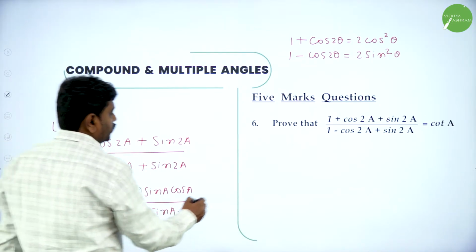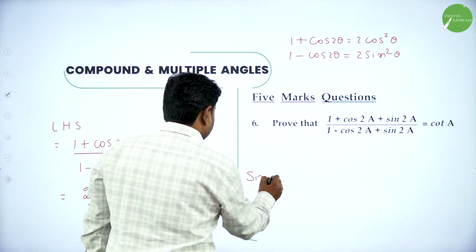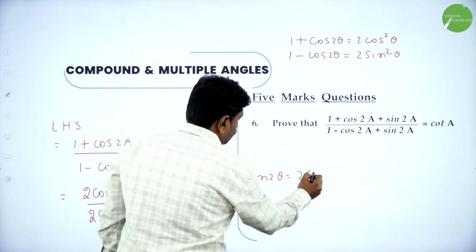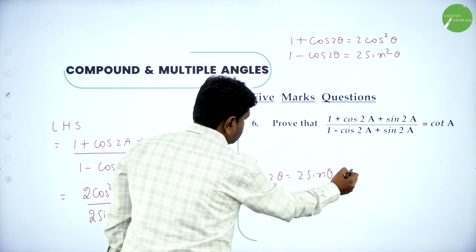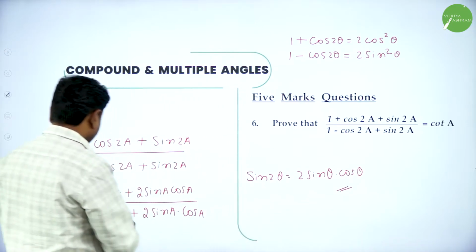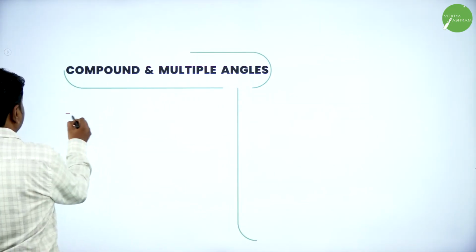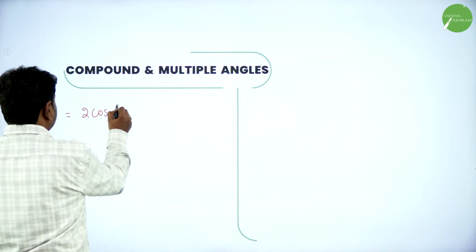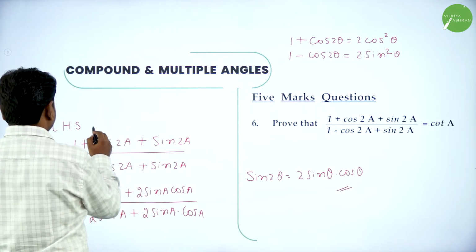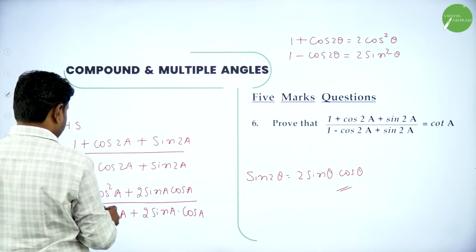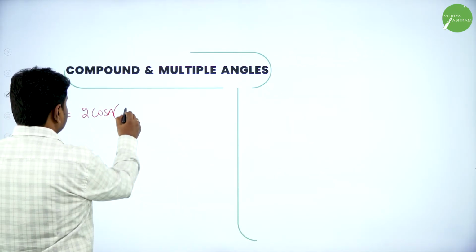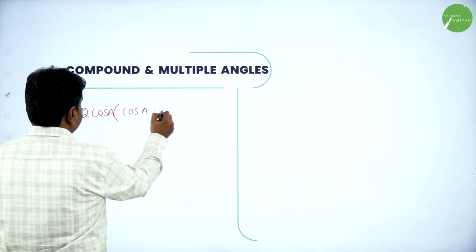So I am using the sin 2 theta formula. What is sin 2 theta? All of you know sin 2 theta can be written as 2 sin theta into cos theta. This is the formula we are using. Now further, in numerator, cos you can take common. So 2 cos a I can take common in numerator. If you take 2 cos a common, we are left with one more cos a plus sin a.